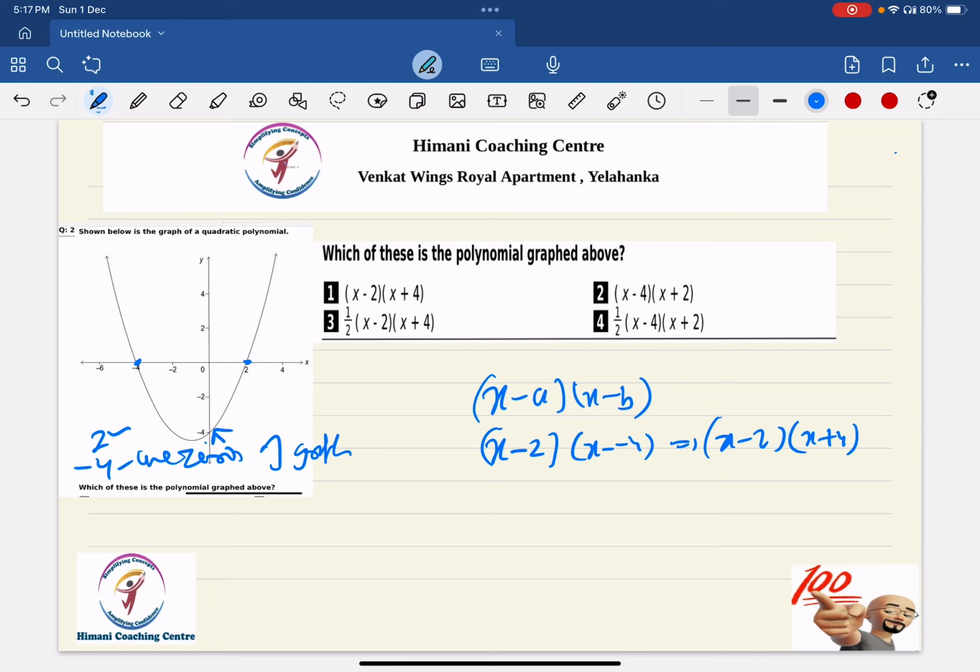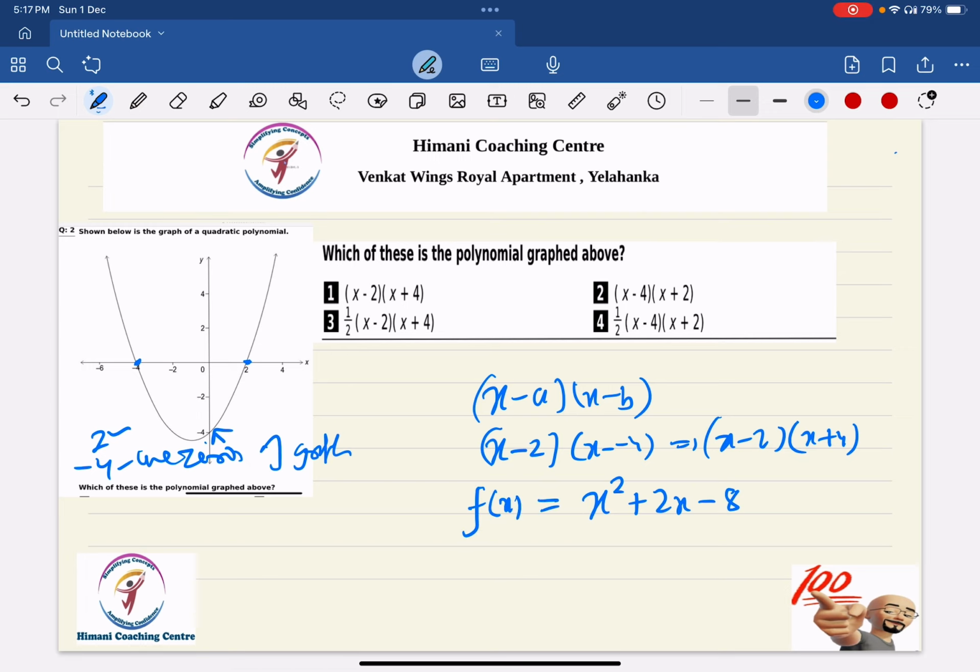That means now out of these options, see x minus 2 and x plus 4 here and x minus 2 x plus 4 here, which one of these is the answer? Okay, both cannot be the answer. Now if you solve x minus 2 into x plus 4, what will we get? We will get x square plus 2x minus 8. Okay, now see, this is your f of x.